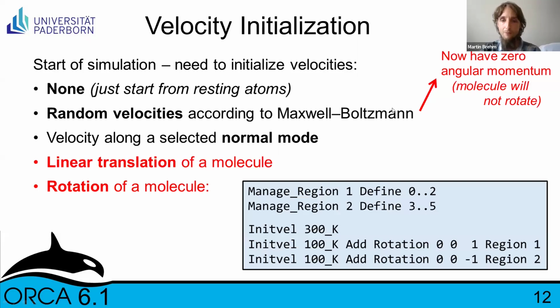Just to show you a few examples of how this would work. Here again, we define two regions. In this example, each region contains one molecule. And then we initialize the overall velocities of the total simulation to 300 Kelvin. And then for each of these regions, we additionally give them 100 Kelvin of energy for the rotation of the molecule. And after this rotation keyword here, there's a vector which is the rotation axis. And as you can see here, I chose these two vectors to be opposite of each other. So it means these two molecules would initially rotate in opposite directions. Of course, this would change during the simulation, as it would just be the initial velocity.